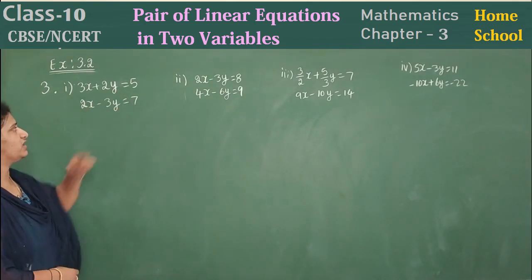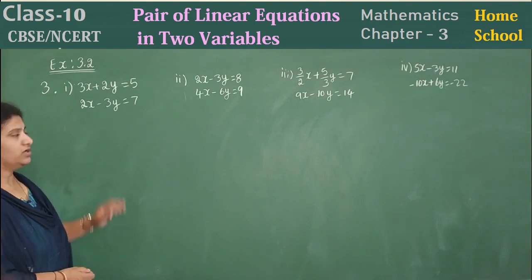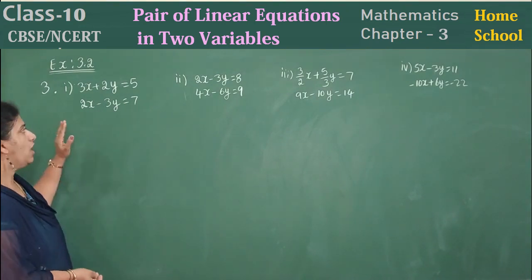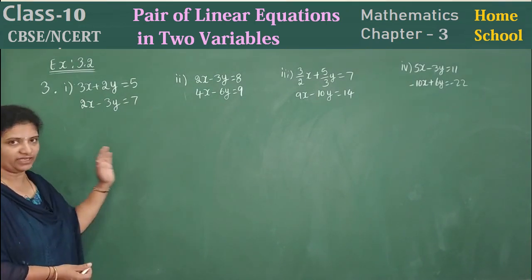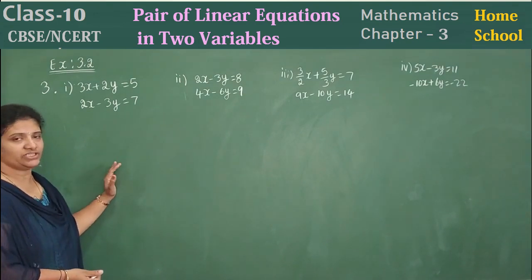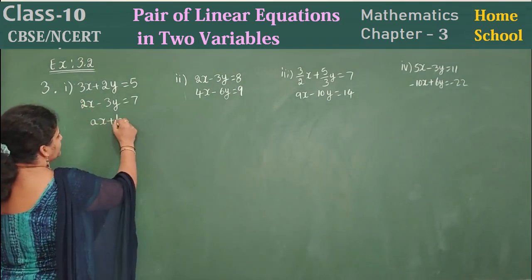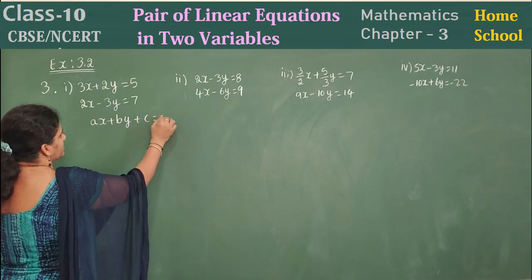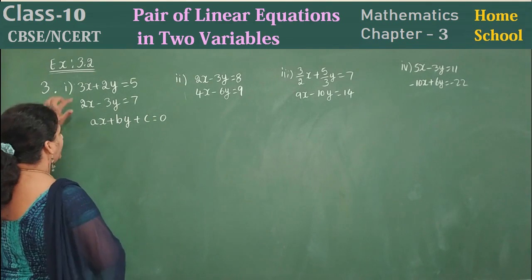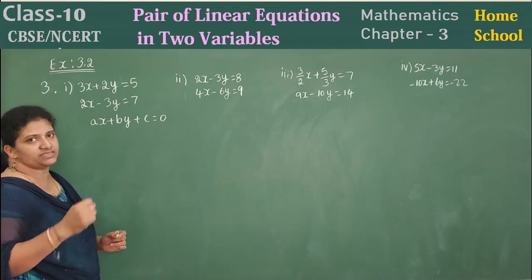3x plus 2y is equal to 5 and 2x minus 3y equal to 7. So write all the statements here, children, as I read the statement. On comparing the given pair of linear equations with the standard form of the linear equation. What is the standard form of the equation? That is ax plus by plus c equal to 0. This is the standard form of linear equation in two variables. But when we have two equations, we have to compare with a1, a2, b1, b2, c1, c2.